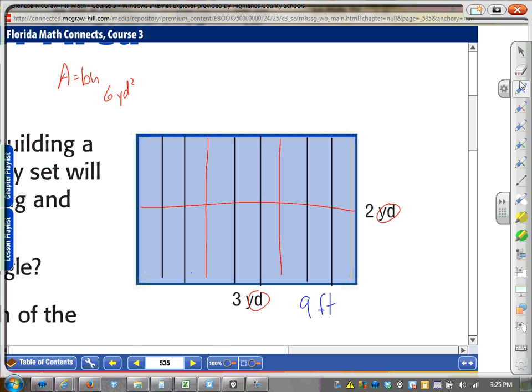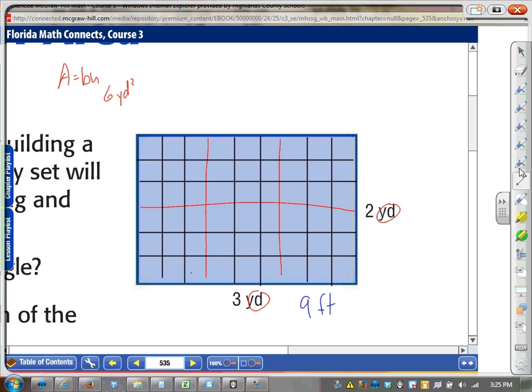All right. And then we'll do the same thing with the yards over here on this side. We have 2 yards. Well, this yard is actually 3 feet, and this yard is 3 feet. What do we have now? We have 6 feet here. And if we were to count up all of our spaces, we have 6 times 9. We have 54, not F, 54 feet squared, right? Because 9 times 6 is 54, feet times feet, feet squared.